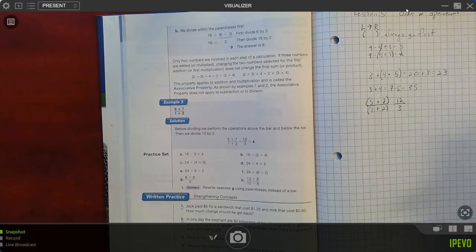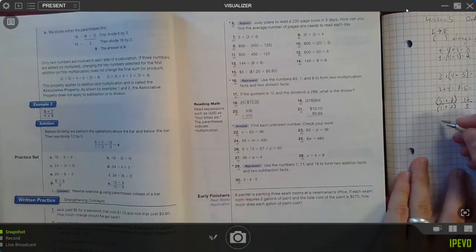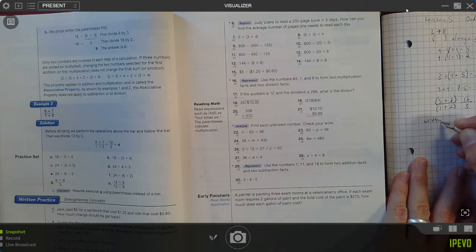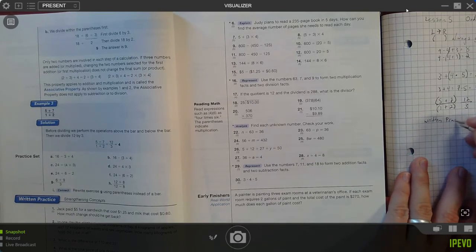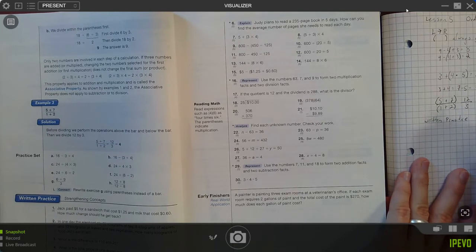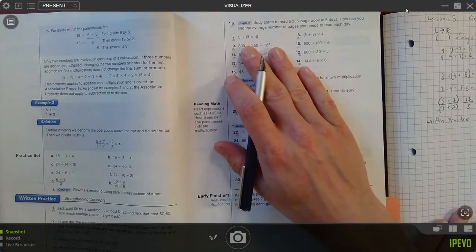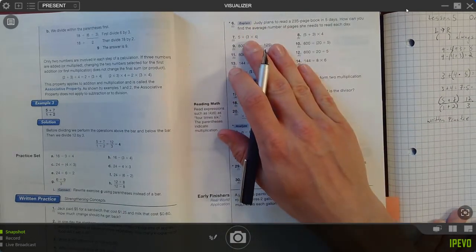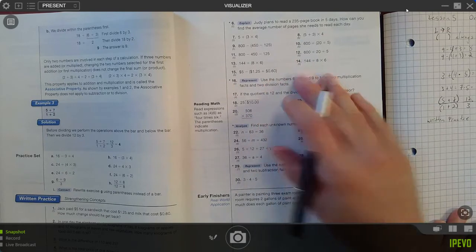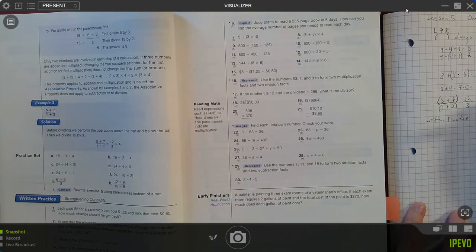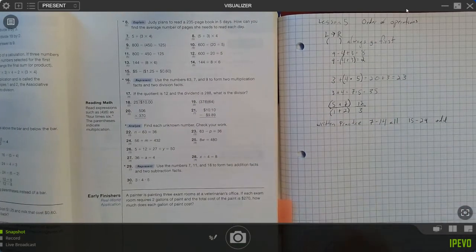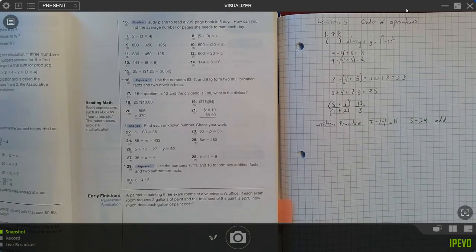Okay, now I want to make sure for the work that you're going to do today. I think that's all you need for the new concepts. The written practice is nice and easy, and all you have to do is we're going to skip 1 through 6, and we're going to do 7 through 14 all. 7 through 14, okay? Then you're going to do 15 through 29 odd. All right, and that will be your work, okay?